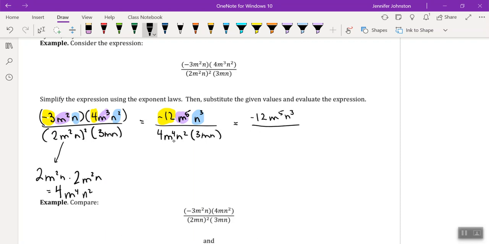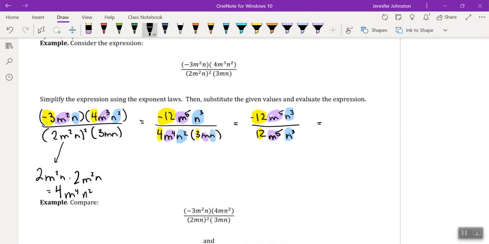But what's going on in the denominator? Well, it looks like these two can be multiplied together to give us 12 as well. And it looks like we have 4 m's and 1 m here. What's 4 and 1? Okay, that looks like it's going to give us m to the 5 here. And lastly, we have n squared and n. Yeah, that's also 3 n's.